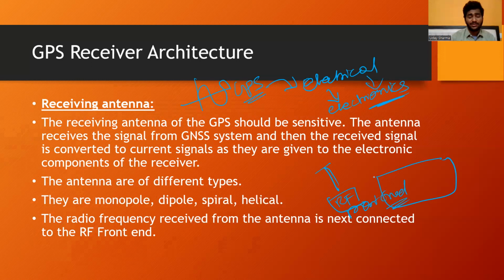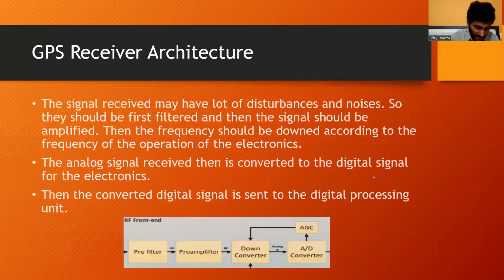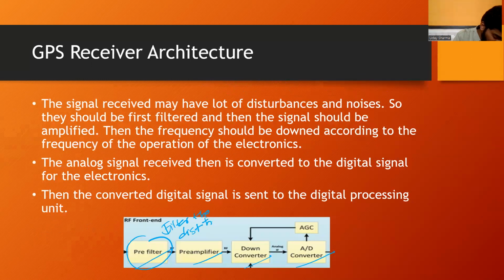Let us see what the RF front end is. In the RF front end, we have a pre-filter, pre-amplifier, down converter, and A to D converter. The pre-filter is used to filter the distortions or disturbances. As you know, every signal comes with distortions and disturbances, so we use a pre-filter to filter them out. Then we pre-amplify the signal as it could be weaker, having traveled a long distance from the satellite to the receiver.